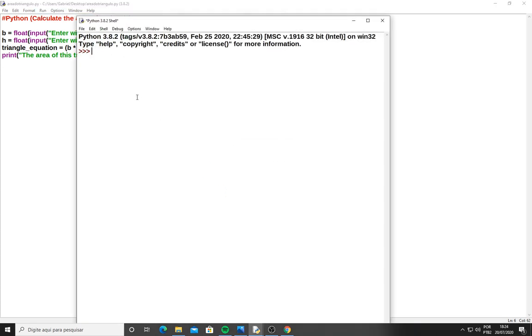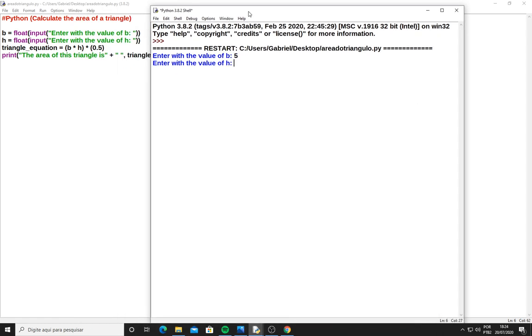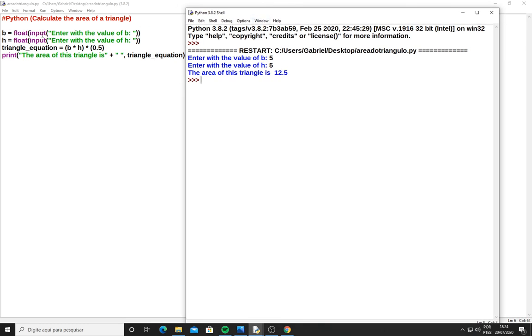Okay, it must be saved. Enter the value of b: 5. Enter the value of h: 5. Okay, it's right, because 5 times 5 is 25, divided by 2 is 12.5. So that's it. This is how to write the equation of the area of a triangle.